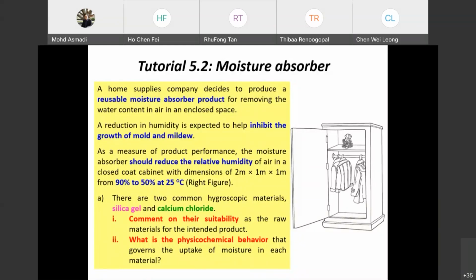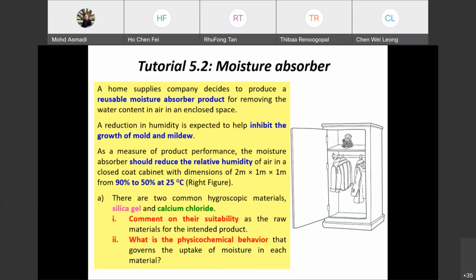I give you the link for the Jamboard. Go to page 12. There are two common hygroscopic materials, silica gel and calcium chloride. Comment on their suitability as the raw material for the intended product, for the closet. And what is the physical chemical behavior that governs the uptake of the moisture in the materials? Can you discuss? I give you around 10 minutes.